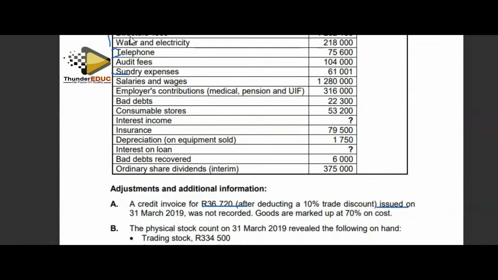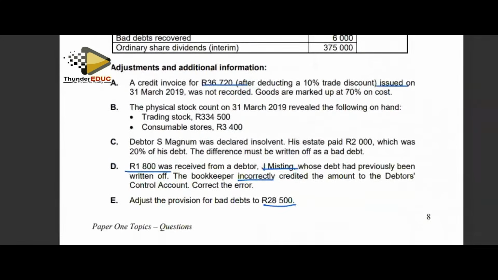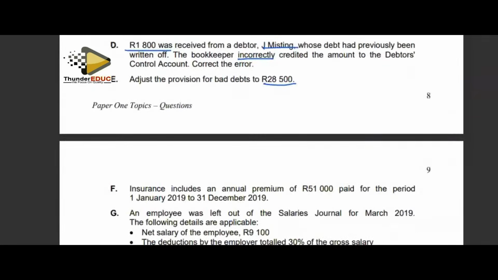So we have to come and look for what? Salaries and wages. Here it is given as 1,280,000. So we need to check additional information if they said anything about salaries and wages. Let's scroll down and see if they say anything about salaries and wages.